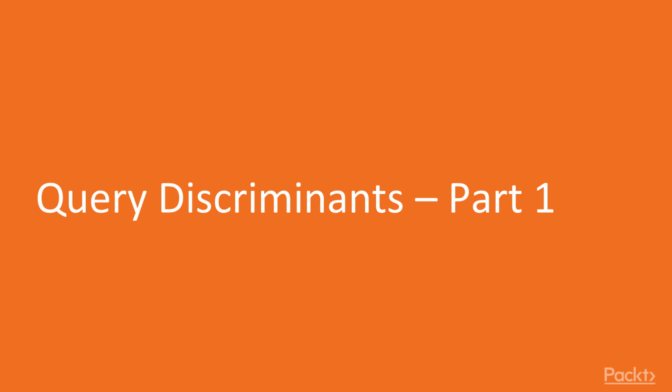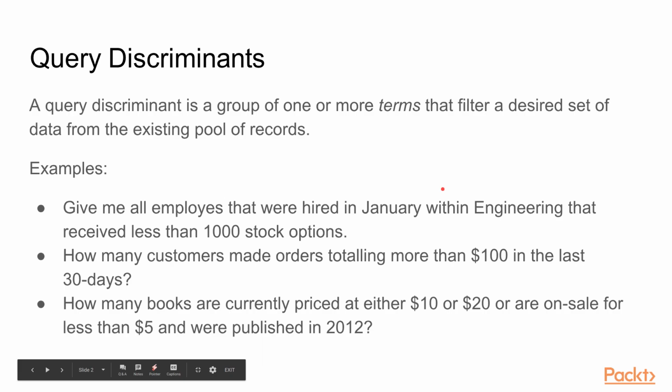It's going to be a lot of lecture, some command line examples using the Mongo shell, but again, it's mostly introducing you to these concepts. So in this particular segment, what we're going to be talking about are query discriminants. And a query discriminant, as you know, is a group of one or more terms that filter out our desired set of data from this huge, massive data pool.